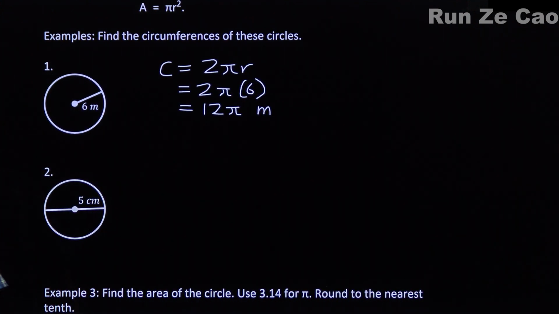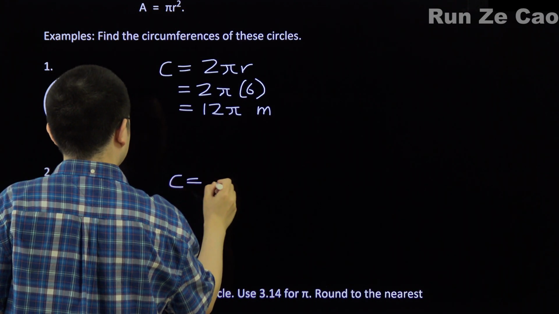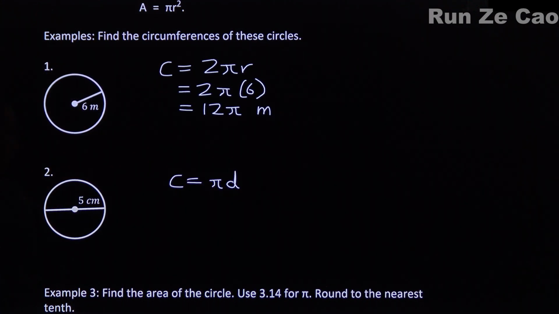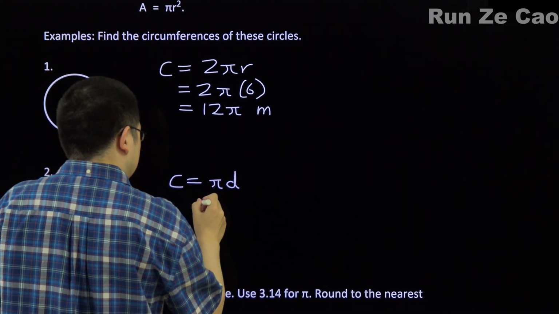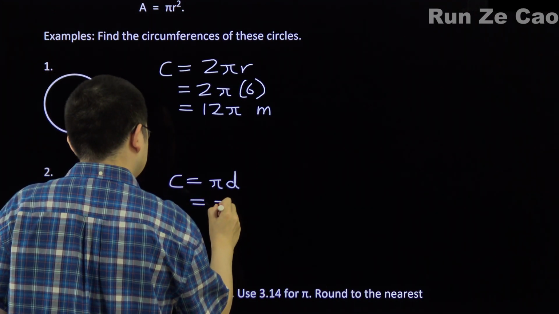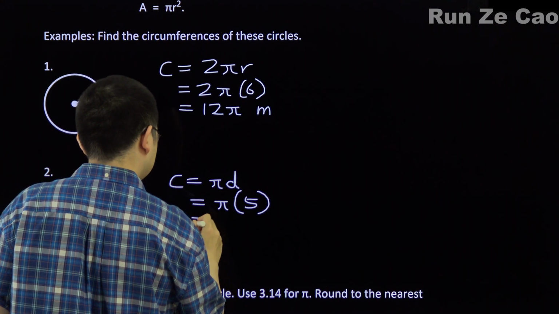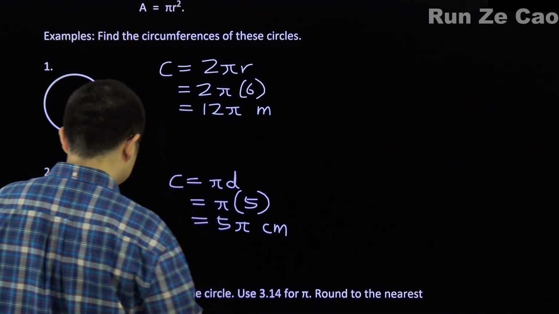Alright, let's say we have a circle where the diameter is 5 centimeters. Well, we know that the circumference is equal to pi d, so that's going to be pi times 5 centimeters, so 5 pi centimeters.